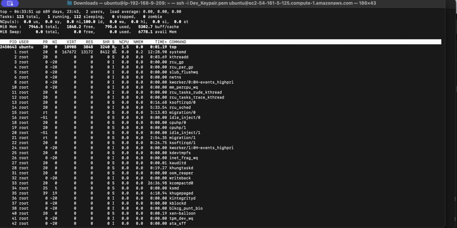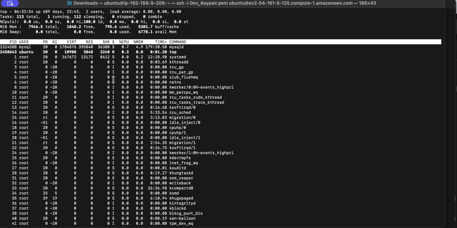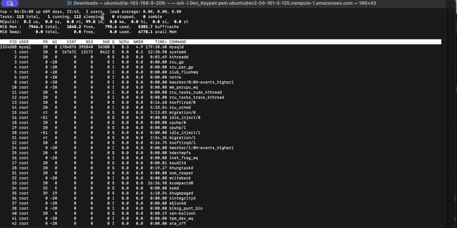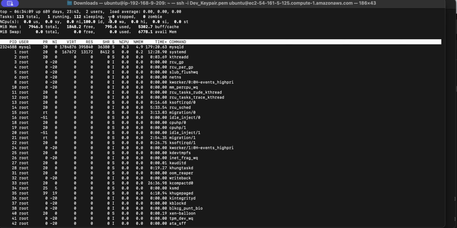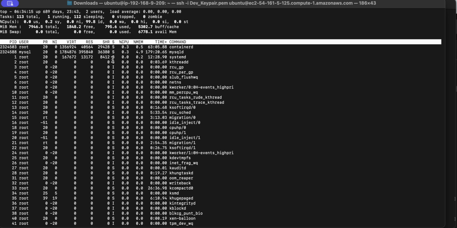See, top is in R, the rest are in others. So this is the only process which is running. 112 are sleeping, either interruptibly or uninterruptibly, but all of those are sleeping. Zero are stopped, zero are zombie processes. You can't see any Z there. None of them is a zombie.